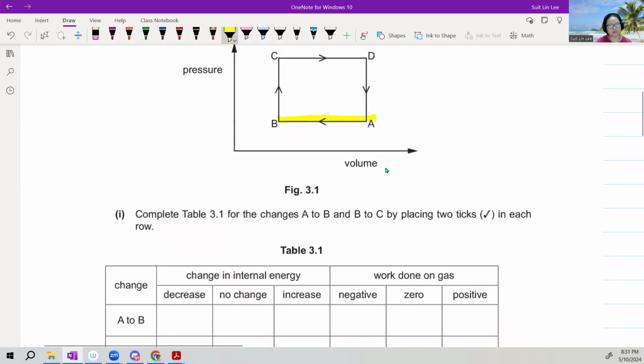From A to B, the volume is decreasing, right? You can see the volume is decreasing. So AB volume decrease, gas is compressed. So work done on gas, positive W. Positive.